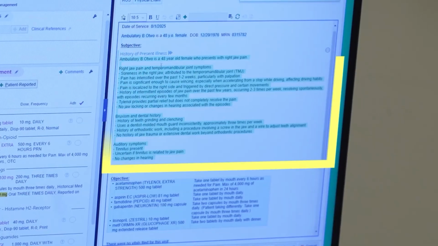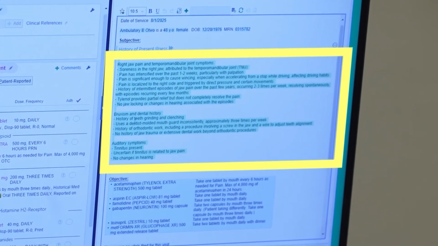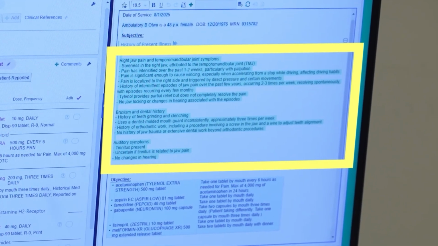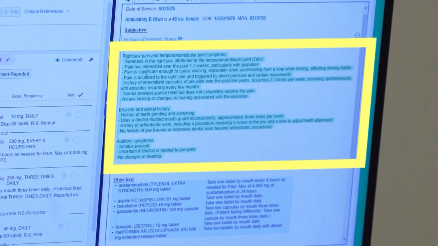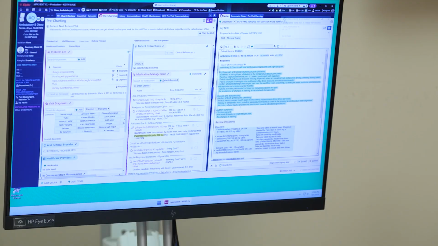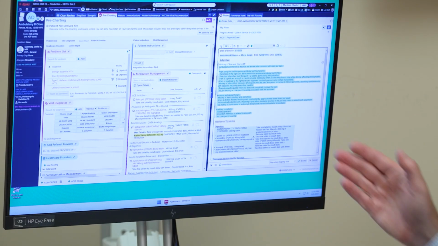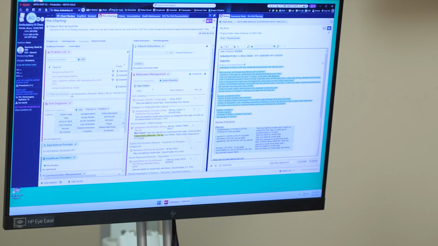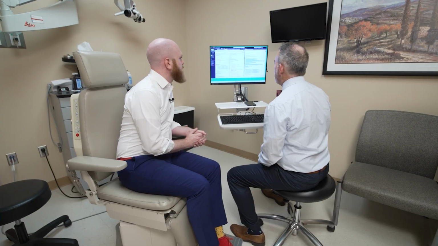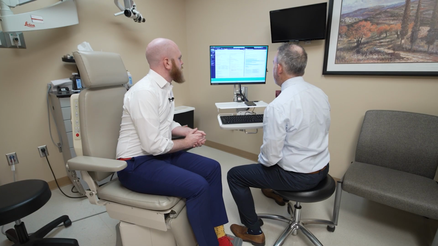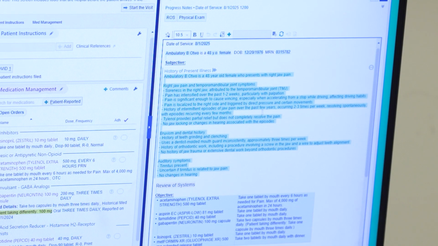Right. So first it pulls in our conversation. You can see right jaw pain, TMJ symptoms. It bullets or highlights the symptoms that you had that went along with that. And just as an example from our conversation, you said it was one or two weeks long, particularly with palpation. It's significant enough to cause wincing, especially when you're accelerating or stopping your car, right? So it captured a lot of the key episodes.